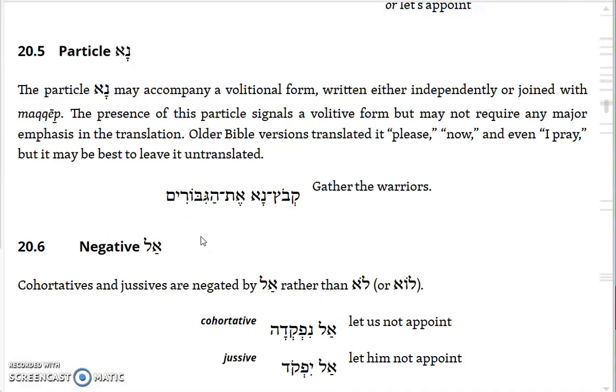Then there is the particle na. The particle na may accompany a volitional form written either independently or joined with a makef. The presence of this particle signals a volitive form, but it may not require any major emphasis in translation. The older versions translated it please or now or even I pray, but often it may be just best to leave it untranslated.